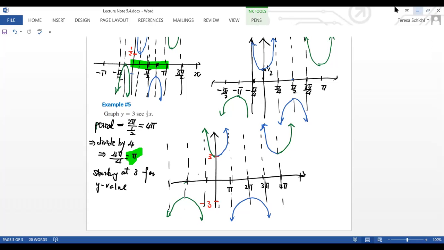Okay, all right, that's it. And I really like this section. It's kind of a fun section to graph. And I hope you got a pretty good idea how to graph the tangent, cotangent, secant, and cosecant functions. All right, our next topic is the inverse functions for those 6 functions here.